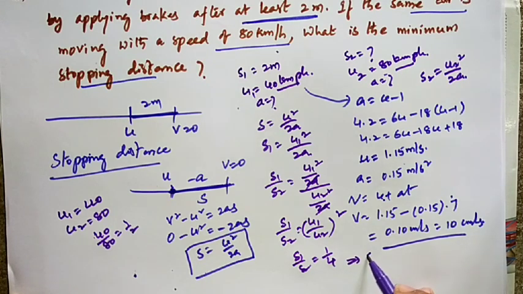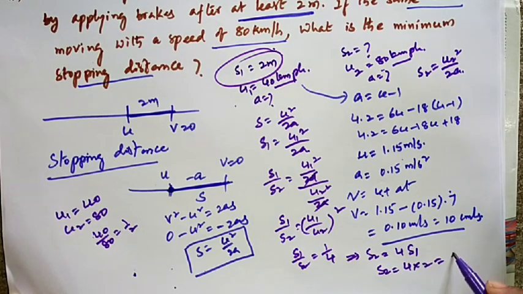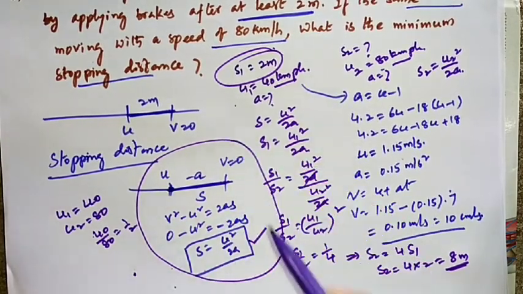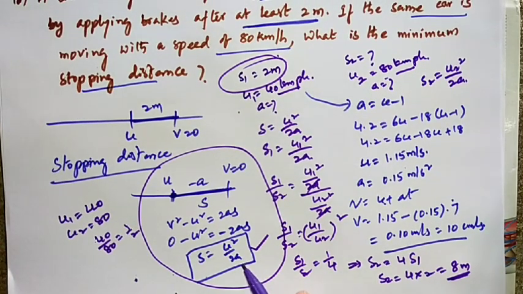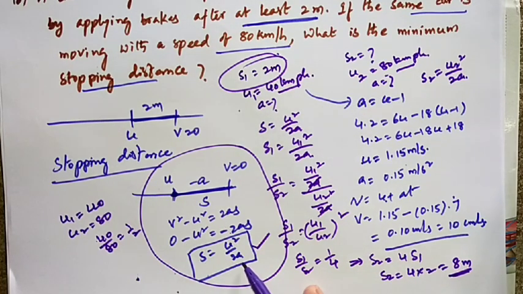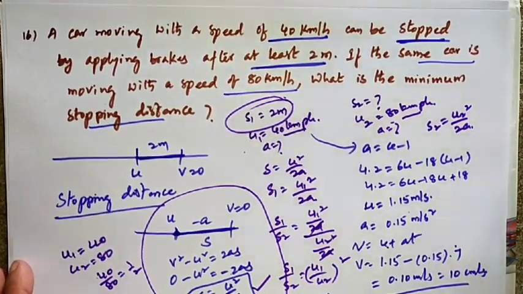From this, what can I write? S2 is equal to 4S1. Then S2 is 4 into S1, which is 2, so the stopping distance is 8 meters. You remember this formula, the stopping distance formula? This is the derivation. What is the stopping distance? S is equal to U square by 2a. You need to substitute a without sign, because we already applied the signs. So U square by 2a is the stopping distance. Clear?